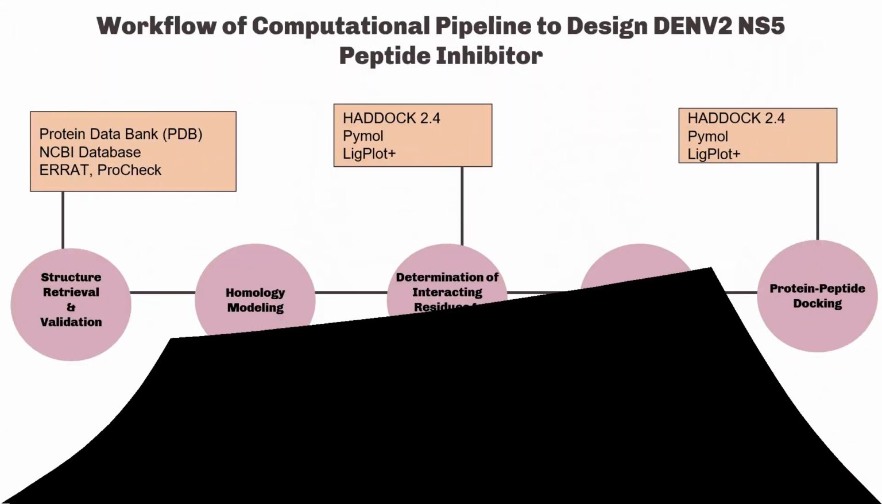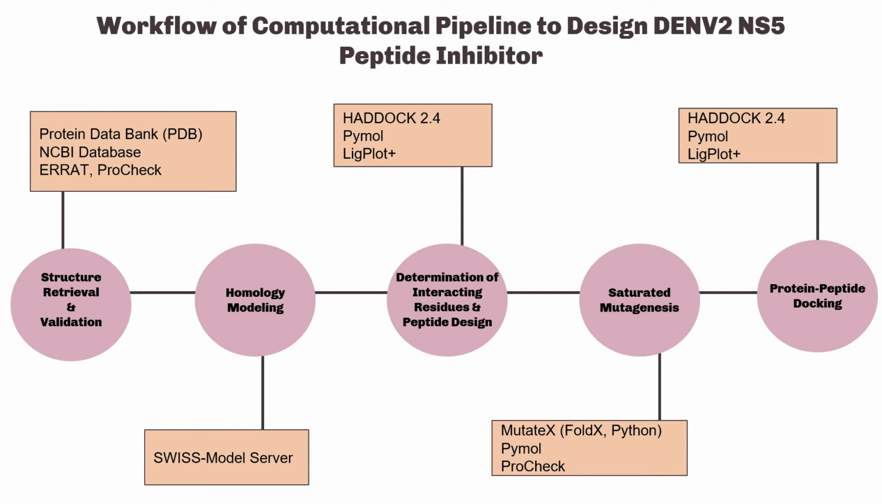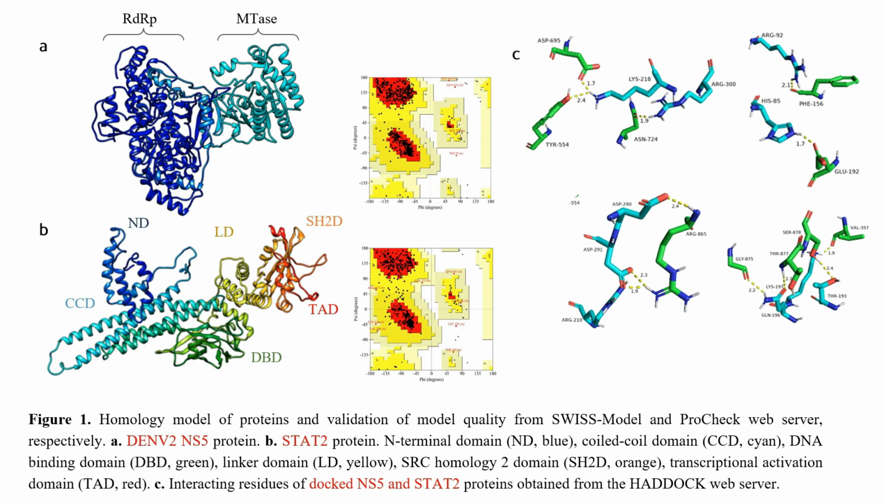The computational pipeline to design the dengue NS5 peptide inhibitor involved 5 major steps before concluding with the genetic circuit design. The figure shows the homology models of the dengue NS5 protein monomer and the human signal transducer and activator of transcription, or in short STAT2, which was extracted from the Zika virus RDRP complex. Both protein structures had good stereochemical quality.